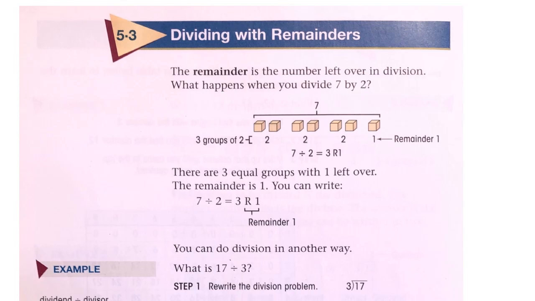Basic Math, Chapter 5, Section 3, Dividing with Remainders. The remainder is the number left over in division. Let's see what happens when you divide 7 by 2.